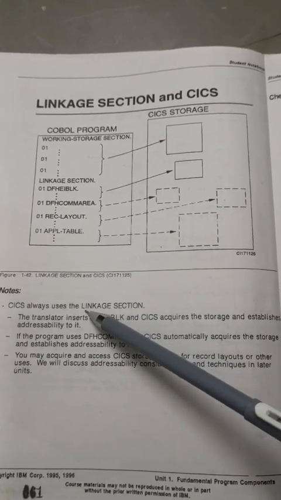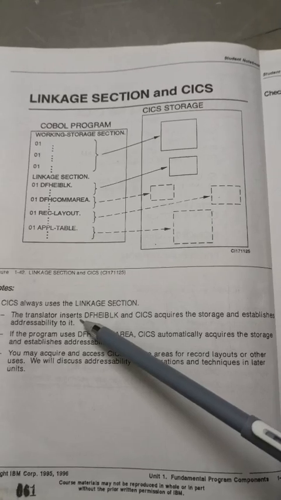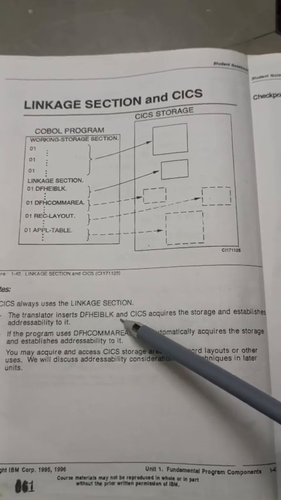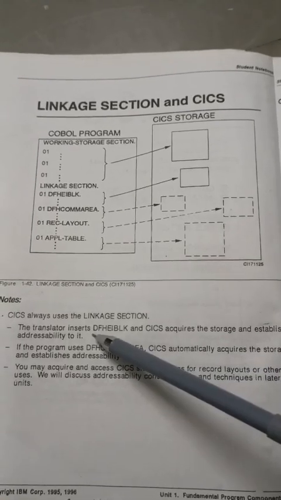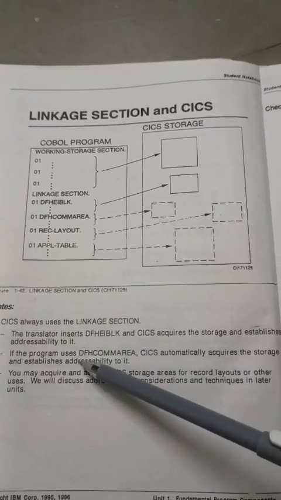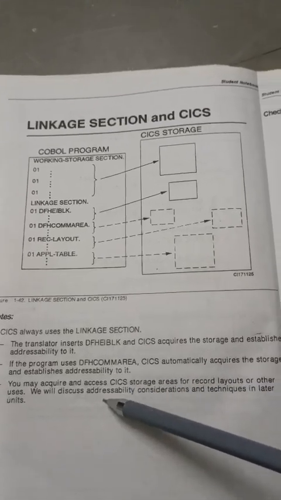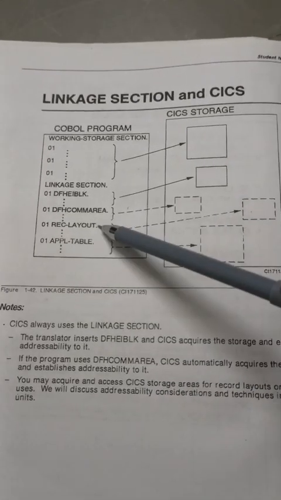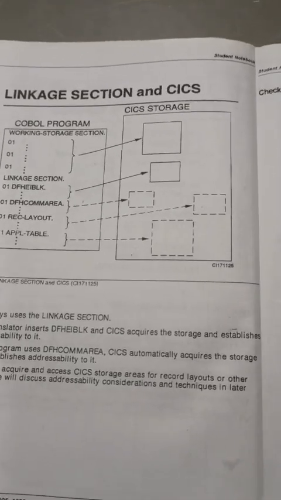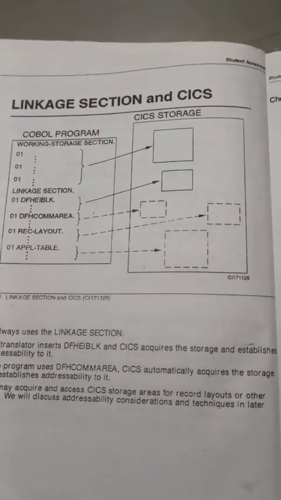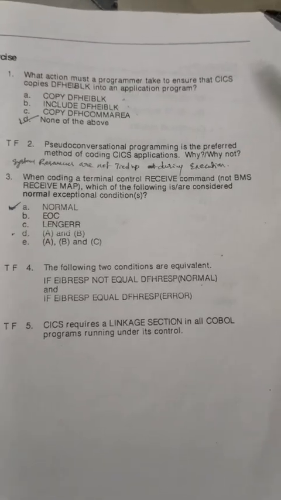In the linkage section, what is in DFHEIBLK means that the translator inserts DFHEIBLK and CICS acquires the storage and establishes the addressability for it. If the program uses DFHCOMMAREA, CICS also automatically creates the address for whatever you have defined as the DFHCOMMAREA. And that's all. These are the basic concepts. Next we will discuss some of the questions asked in interviews.